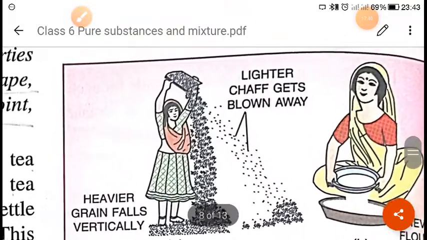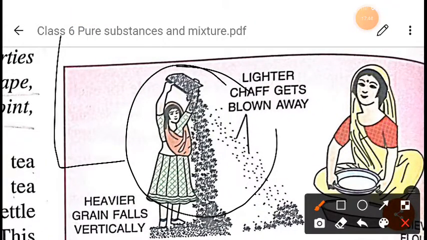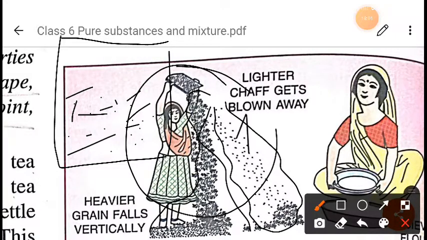This is the winnowing method. We used to take the rice in this type of container, the rice which is mixed with husk, small husk particles. When you do like this, the husk particles will come here, and since the rice particles are heavier, they will come here. So this process is called winnowing method.